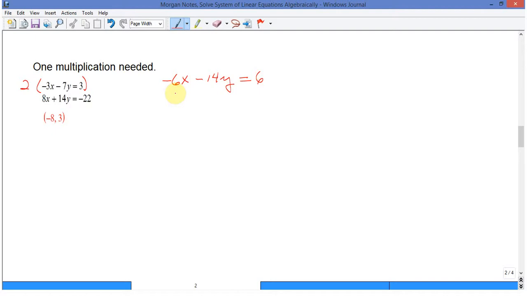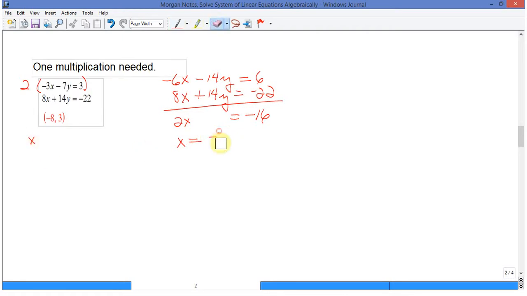Now the second equation, let's add those together. So I have 8x minus 6x is 2x. The y's drop out, and I have equal to negative 16. Dividing both sides by 2, I get x is equal to negative 8.